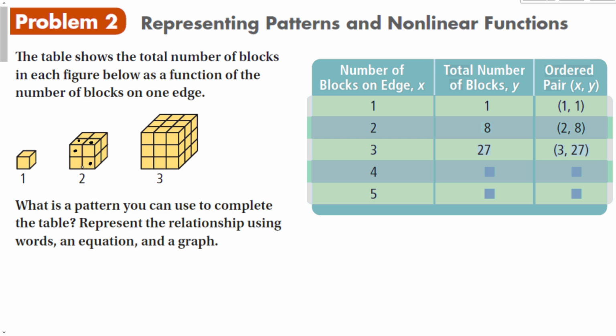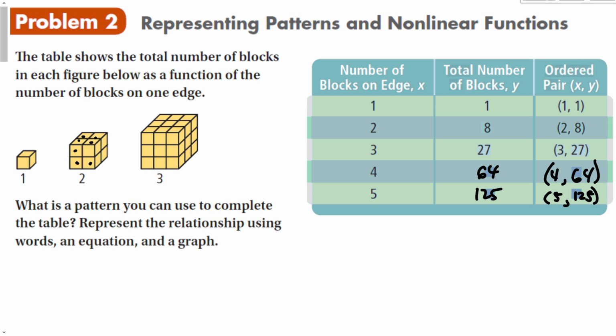This block, this block, this block, this block, 4, and then 4 more in the back, so that's 8 blocks. Then we have 3 times 3 times 3, that's 27. And then 4 would be 64. So my ordered pair would be 4, comma 64. Okay. And 5, which I'm not going to even try to draw, would be 125 blocks. 5 times 5 times 5. So that's 5, 125. If you see the pattern there.